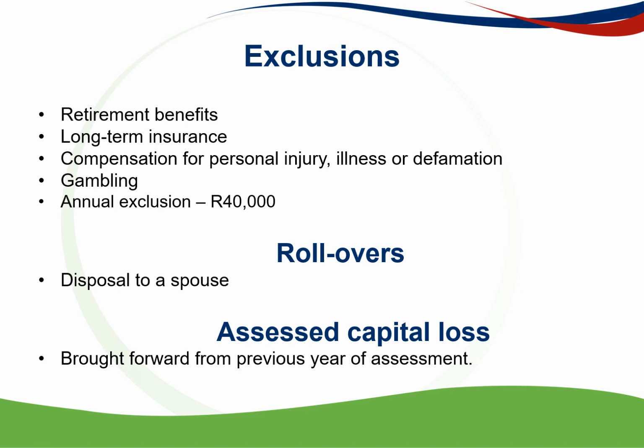Then there are rollovers for natural persons. We're just looking at the disposal between spouses. That's rolled over. So whatever the base cost was for the one spouse disposing to the other spouse, the receiving spouse will have the same base cost as the disposing spouse. And then lastly, the assessed capital loss that's brought forward from the previous year of assessment must also be taken into account as a last item.